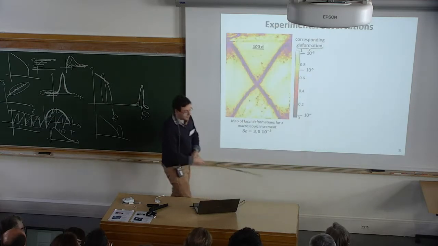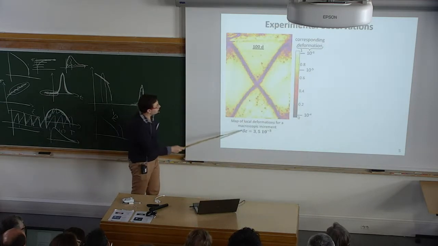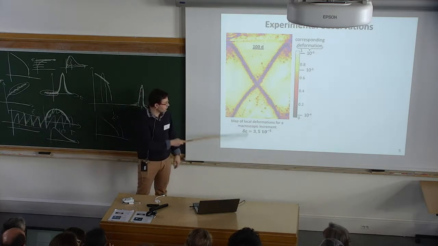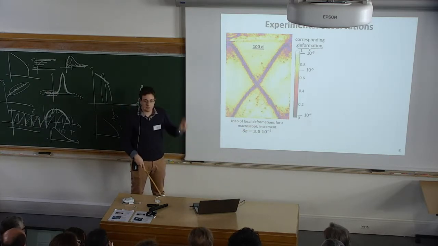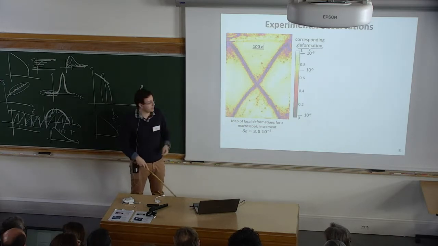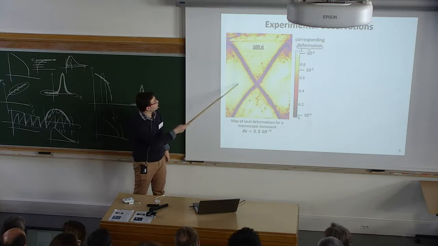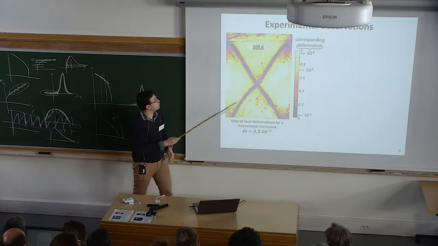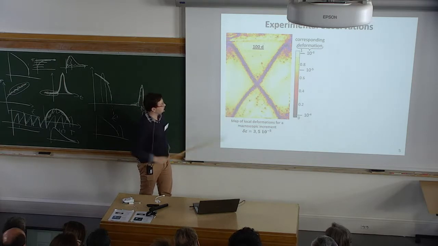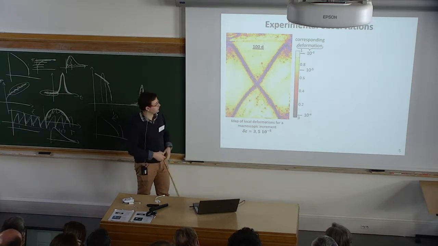So now I will show you a movie of maps of local deformation for a macroscopic increment delta epsilon of 3.5 × 10⁻⁵. So this is the macroscopic increment between two successive speckle images. When you have a bright pixel, it corresponds to a small deformation, 10⁻⁶, and a dark pixel corresponds to a bigger deformation.